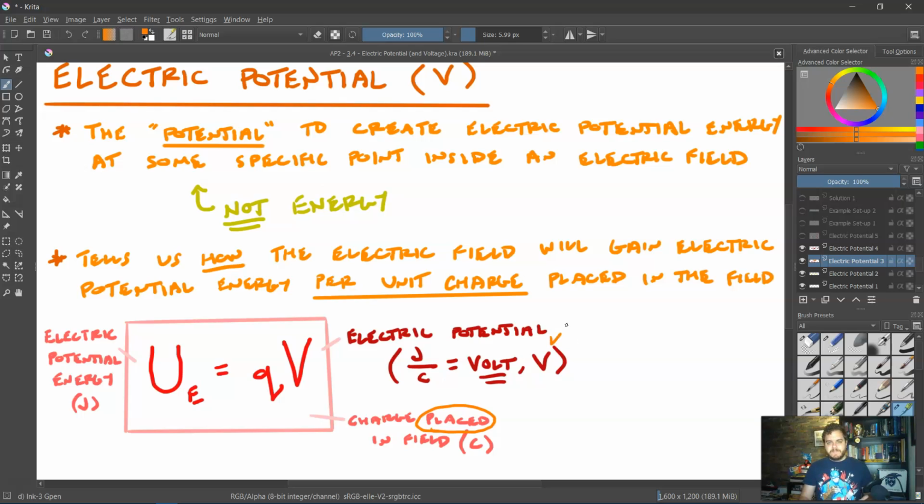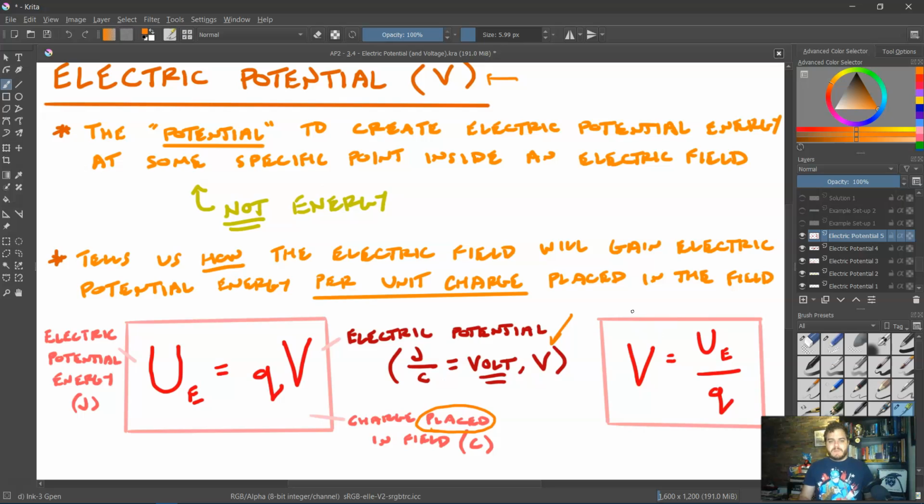As you can see, that is real annoying, because that means the variable V and the unit V are the same. So you have to be super careful that you do not get those confused. And that's annoying, I know. There's just no way around it. Additionally, as we said, the electric potential is therefore the electric potential energy per unit charge. Exact same equation, just reformatted.